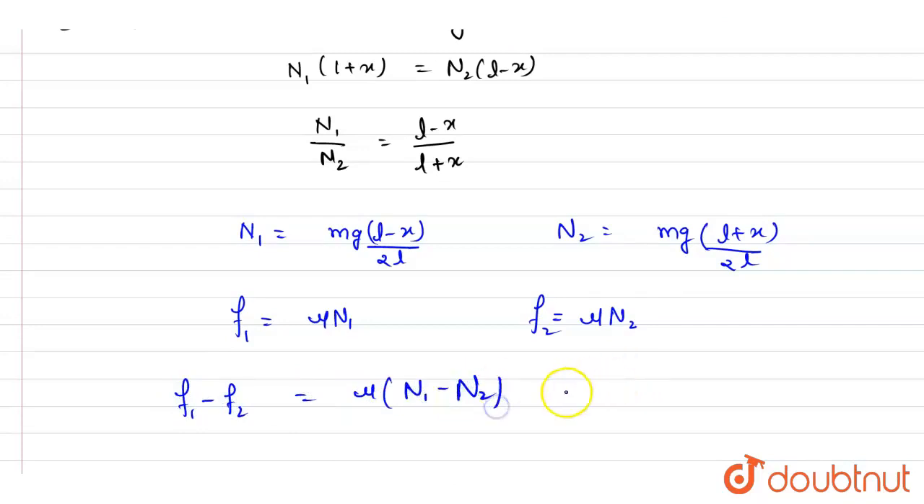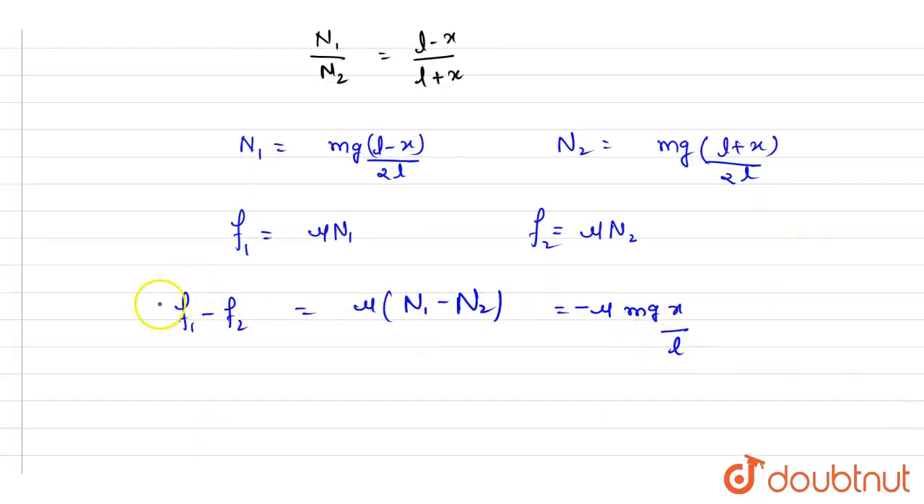times (N1 minus N2). So N1 minus N2, this minus this you have to do. I will take mg by 2L common, so it will be 2x. So this will be the net force, the restoring force, right? So the proportionality constant you can write down is mu mg by L.